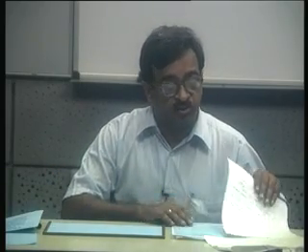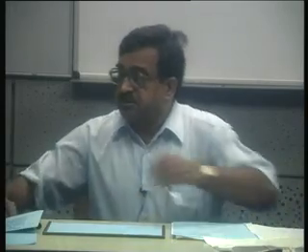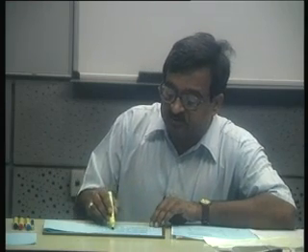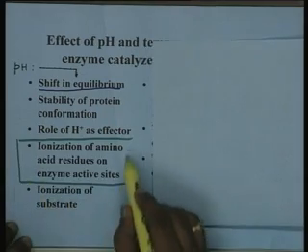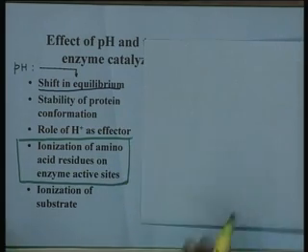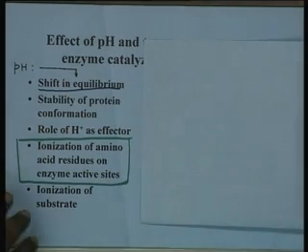Now, essentially you may notice that today we will mainly consider the ionization of amino acid residues on the enzyme active site, which is primarily a major factor which influences the typical reaction profile that we are familiar with, of the effect of pH on the enzyme.